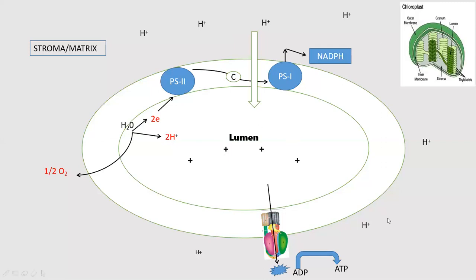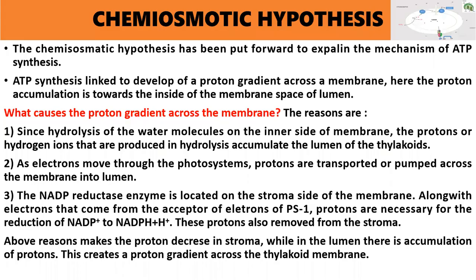And the third reason why this gradient takes place across the membrane. The NADP reductase enzyme is located on the stroma side of the membrane. Along with electrons that come from the acceptor of electrons of PS1, protons are necessary for the reduction of NADP to NADPH plus H plus. These protons are also removed from the stroma.